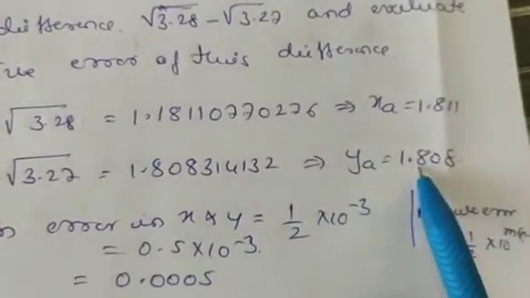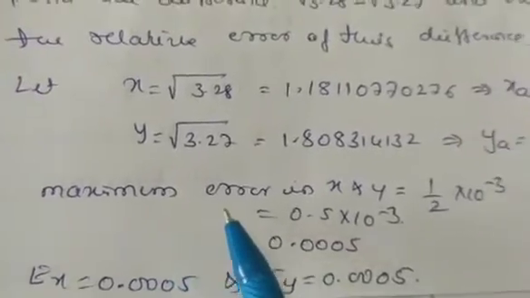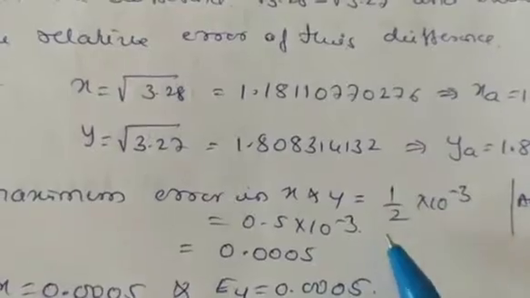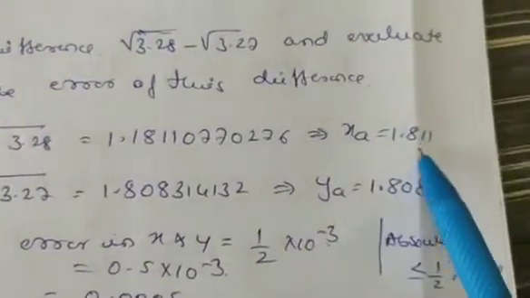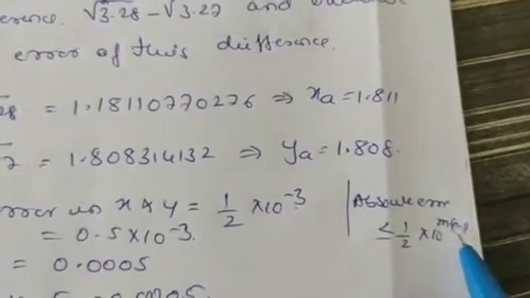So it is equal to 1.808. We can take 3 also. So now the maximum error in x and y: we know the maximum error is less than or equal to 1 by 2 into 10 raised to minus 3. How is it minus 3? In this number, the absolute error is less than or equal to 1 by 2 into 10 raised to m minus n minus 1.